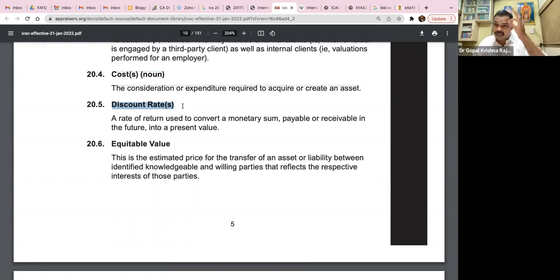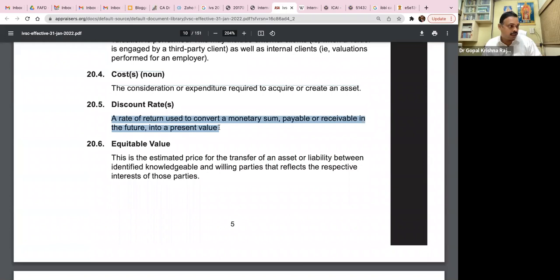And they have introduced this entire section, 50.29 to 50.40. This is in 2020. And they have retained in 2022 also. But nowhere they have defined discount rate. Okay. But in 50.29, they say the rate at which the forecasted cash flow will be discounted. That is what they say. But what is discount rate? So the rate of return used to convert a monetary sum in future into present value. Very simple definition only. Okay. So discount rate is your next definition.